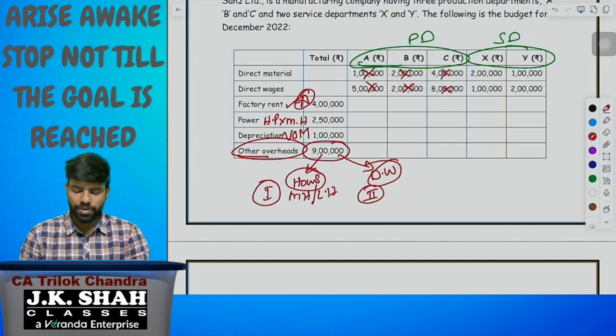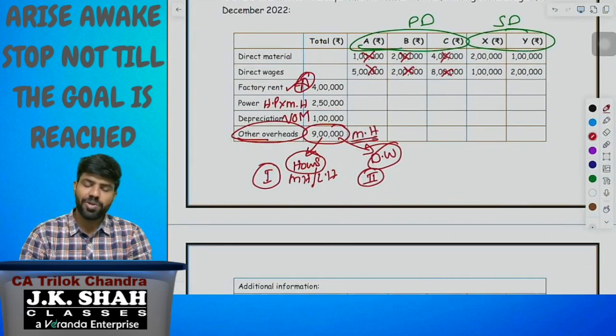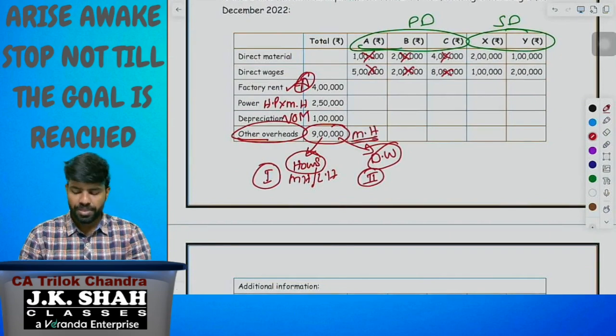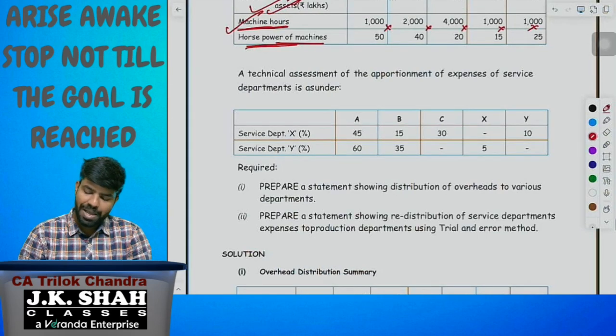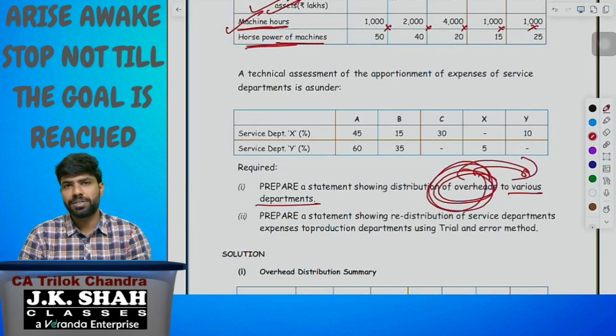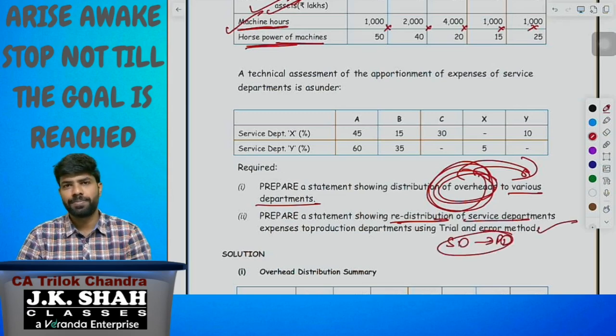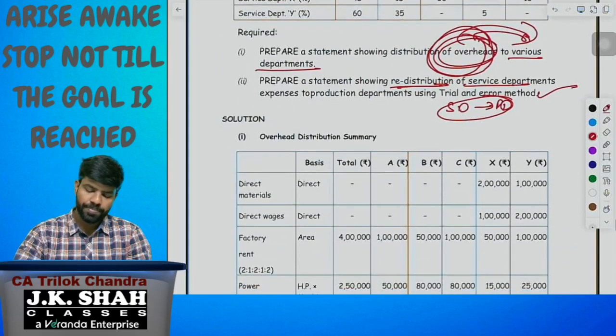Are you understanding? Now, in this question, machine hours are available. So we are going to apportion based on the machine hours. Now, look at the calculation. So, this is about primary distribution. Look at here. Prepare a statement showing distribution of overheads to various departments. So, overheads to the departments. Convert individual overheads into departmental overheads. Primary distribution summary. Look at the second requirement. Prepare a statement showing redistribution of service departments to production departments under trial and error method. Are you understanding?